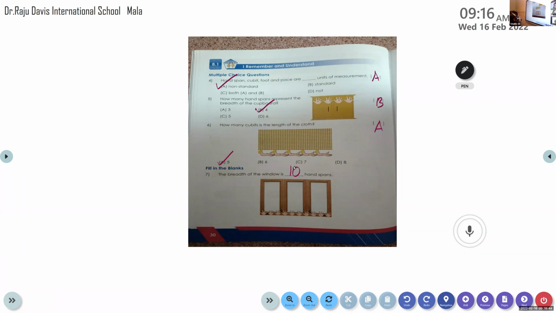Handspan, cubit, foot, and pace are non-standard units of measurement. Then you can see question number 5. How many handspans represent the breadth of the cupboard? Answer is 4. Then how many cubits is the length of the cloth? Answer option A, 5. Question number 7. The breadth of the window is 10 handspans. Let's move to page number 31.